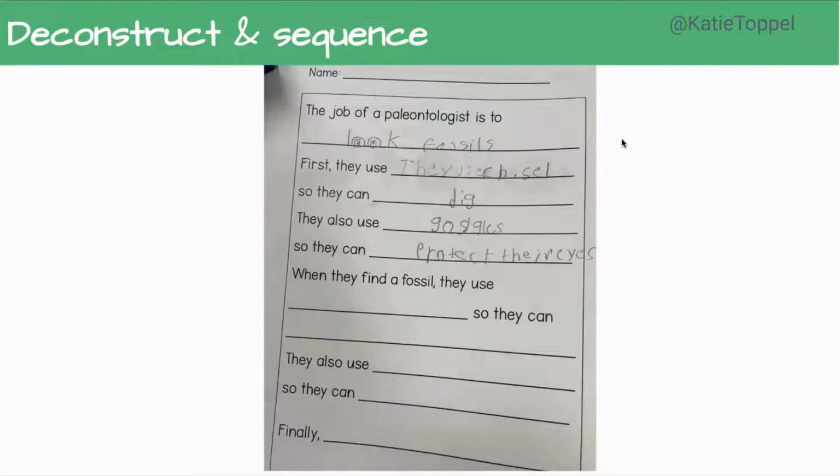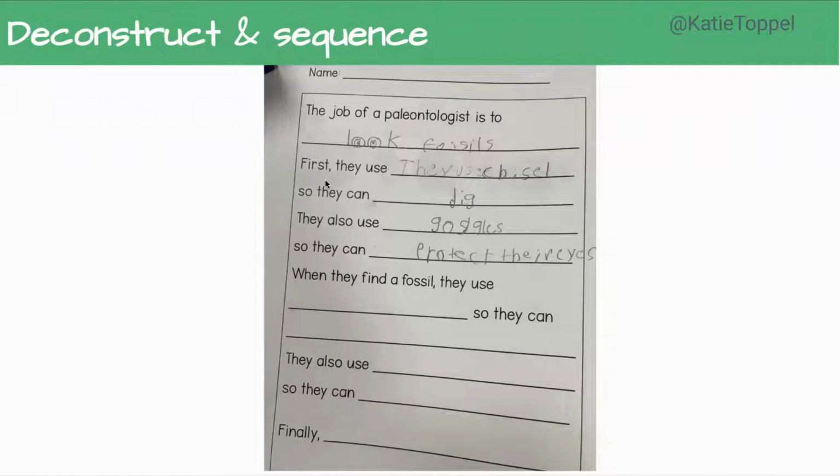This is from Katie Topple, a fabulous teacher. Dr. Katie Topple is one of my co-authors. She's fabulous. I love her. I've learned so much from her about how to teach elementary school students. She did this as well. Let's look at this paragraph here.